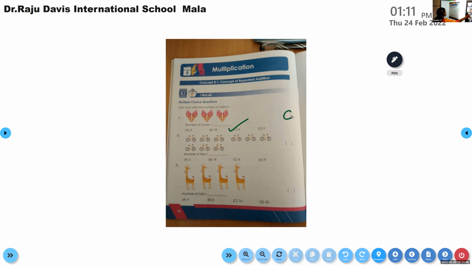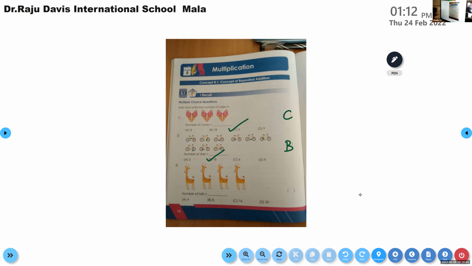Manav, please unmute and tell me. Number of tires. See, it is asked number of tires, not cycles. One cycle has 2 tires. How many cycles are there? 1, 2, 3, 4, 5, 6, 7, 8, 9. So 9 tires... 9 times 2. What's the answer? 18. Option B, 18. Very good. Write B inside the bracket. Okay, Manav. Good boy.